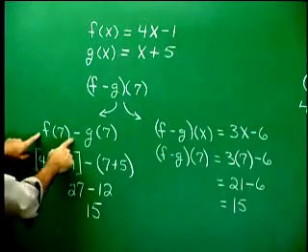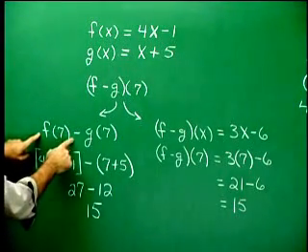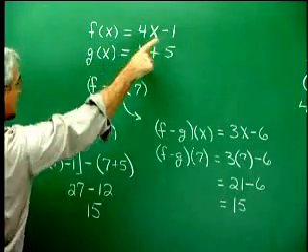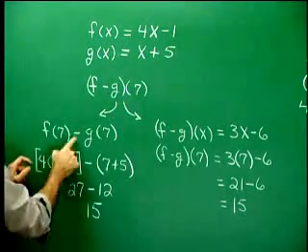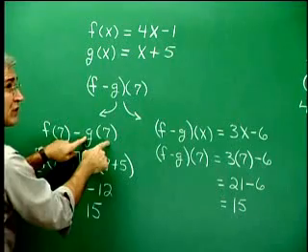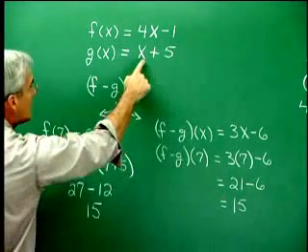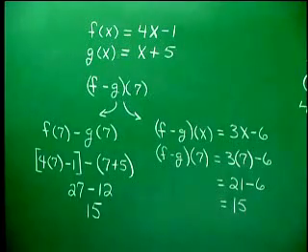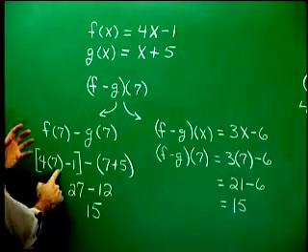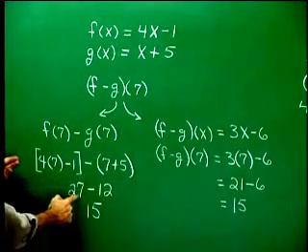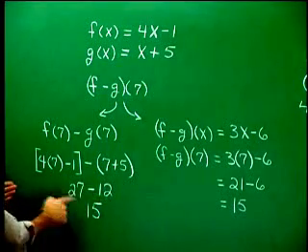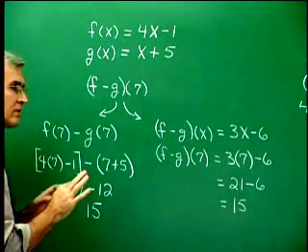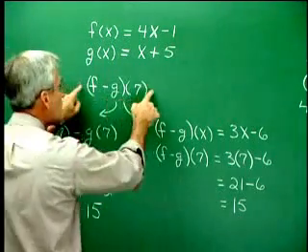F of 7 means in the f function, replace x with 7 and evaluate. So in that f function, we replace the x with 7. So that's 4 times 7 minus 1. You see, and then minus g of 7: in the g function, replace x with 7 and evaluate. So this x would be replaced with 7, so we would have 7 plus 5. And now, let's see, we'd get 4 times 7, 28, minus 1, 27, and then here we have 12, 27 minus 12, 15.